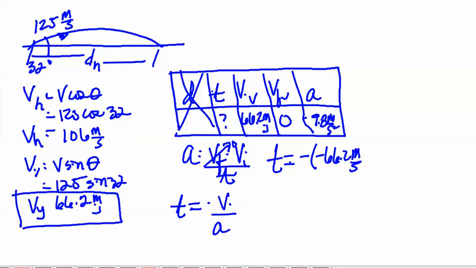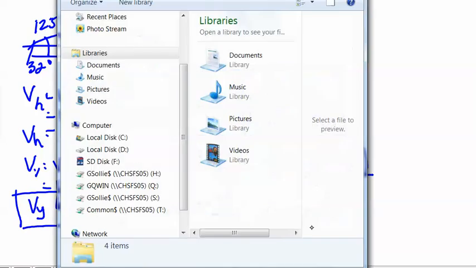So let me get rid of that guy and that guy there. Divided by negative 9.8 meters per second squared. And the time that it takes to go from the bottom to the top is 6.76 seconds.